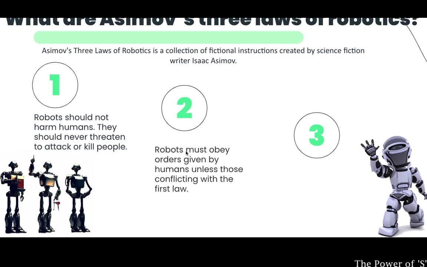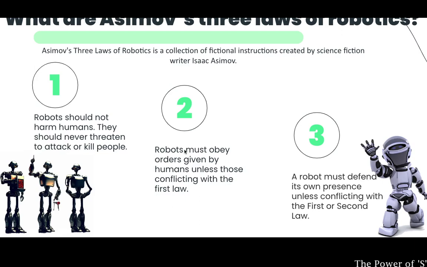Now, the second law states that robots must obey orders given by humans unless those conflict with the first law. And the third law is that a robot must defend its own presence unless that conflicts with the first or second law. Right? So these are Asimov's 3 laws, and these are the fundamental theories laid down for robotics, and every robotic engineer or designer sticks them to memory and follows them.